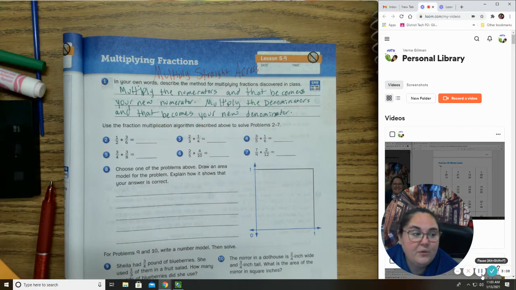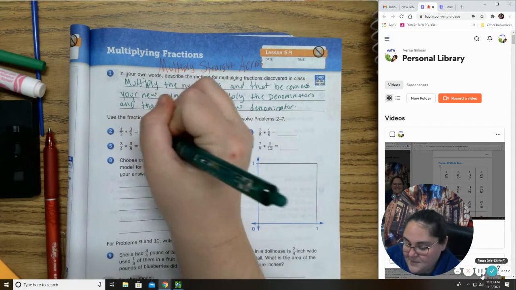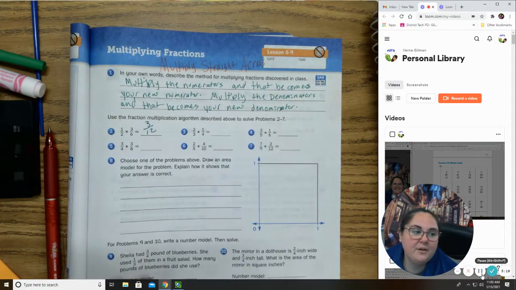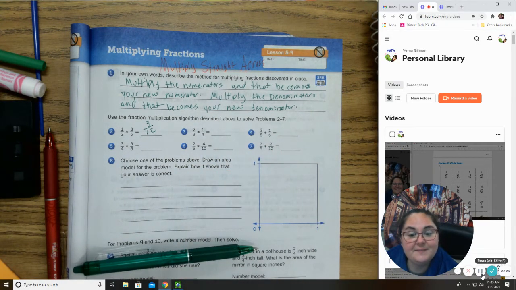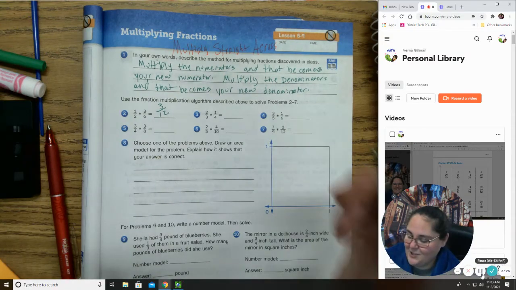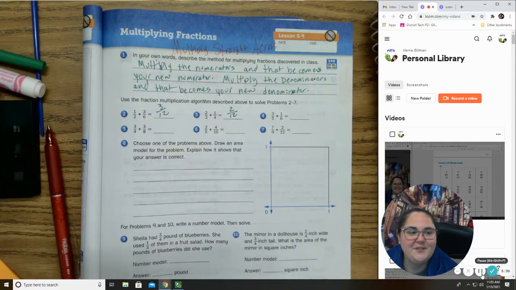So I want you to answer number 2. What is 1/2 times 3/6? 1 times 3 is 3. 2 times 6 is 12. Done. Boom. Number 3. What is 2/3 times 1/4? All right, 2 times 1 is 2. 3 times 4 is 12. Super duper easy. All right, let's do the next few.